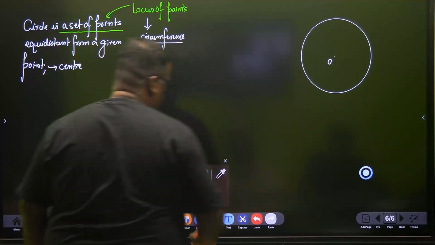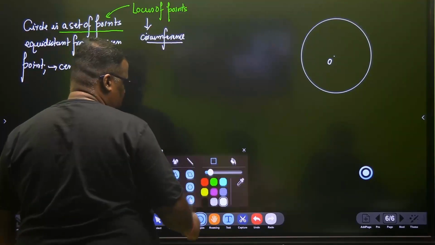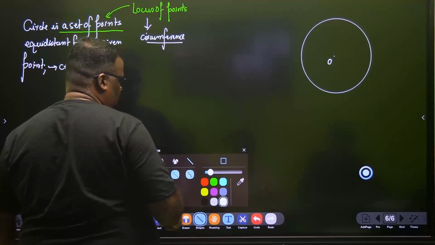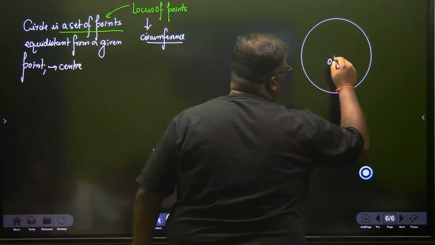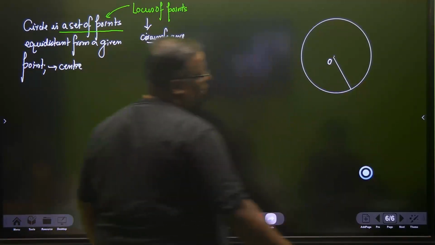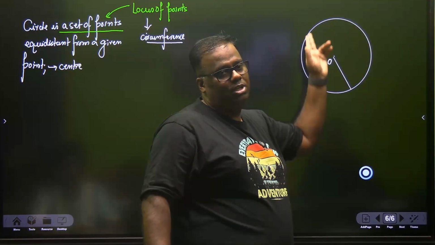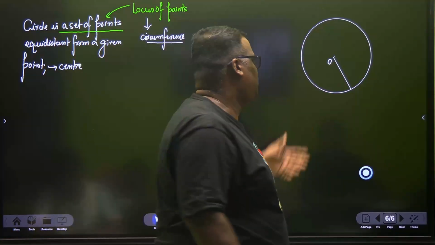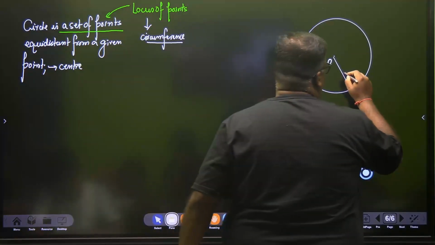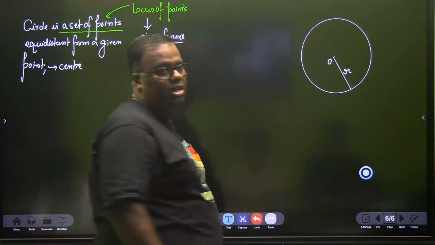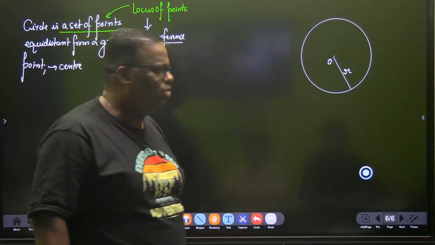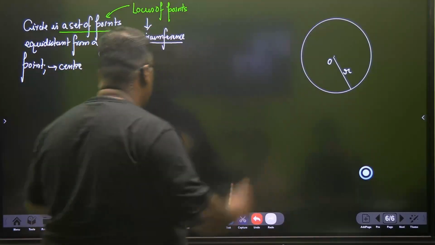Now the line that joins the center to any point on the circumference is known as the radius of the circle. So this is the distance of each point from the center of the circle. And that's why we say that this distance is always fixed in a circle, and this is called the radius. No confusion on that, right? So you have understood this much as well.